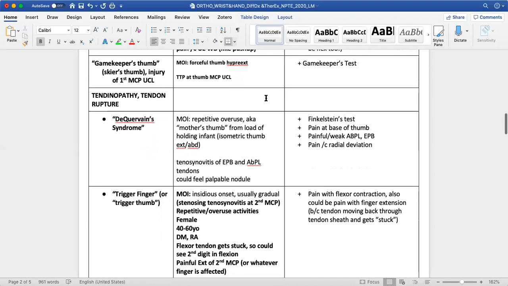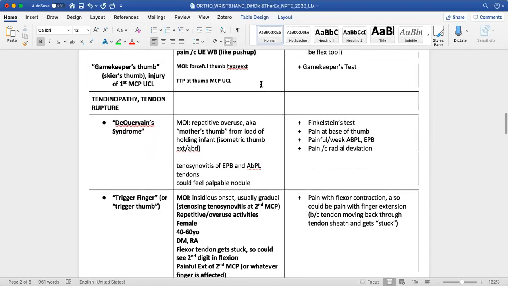Okay. Another common ligamentous injury that we see in the hand is called gamekeeper's thumb or skier's thumb. The mechanism for this is a forceful thumb hyperextension, and in particular, hyperextension of the first metacarpophalangeal joint, or first MCP joint of the thumb. And it's an injury of the ulnar collateral ligament at that joint. So if you're kind of thinking about that, basically what's happened is that you have a valgus or a hyperextension overload stress at that joint, and injury at that ligament.